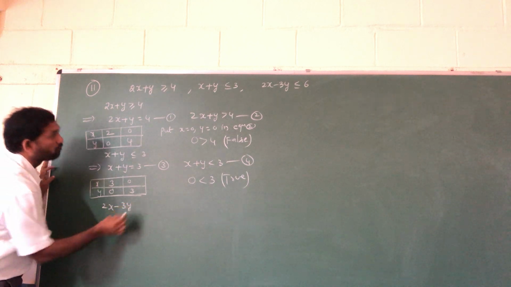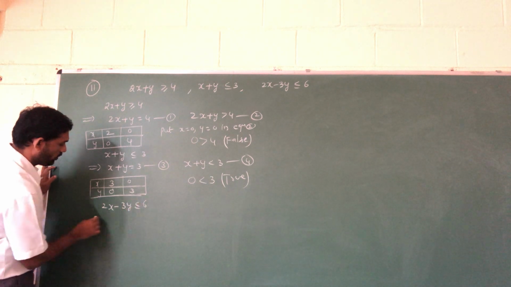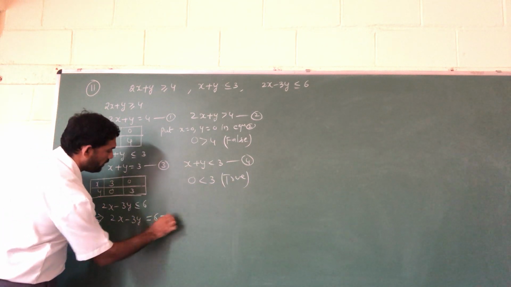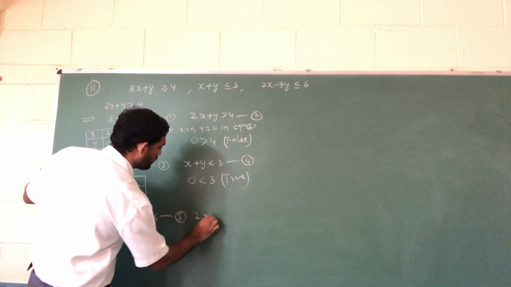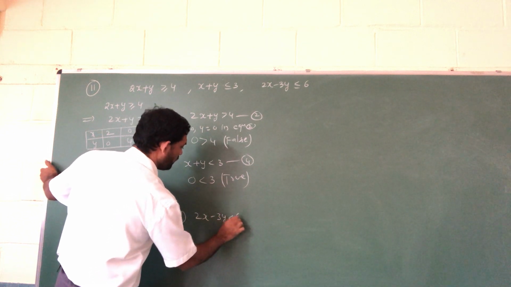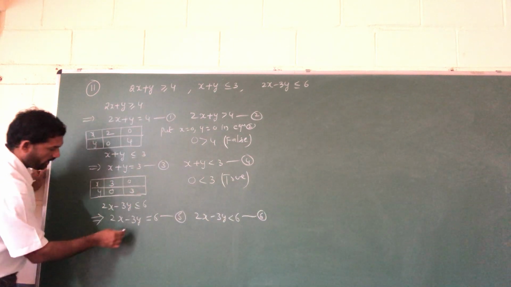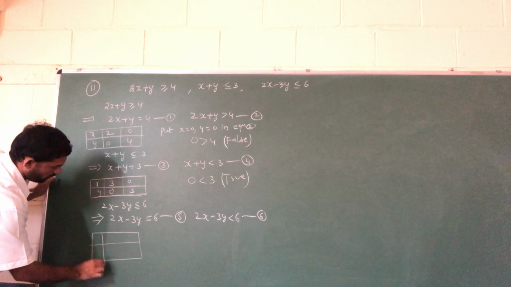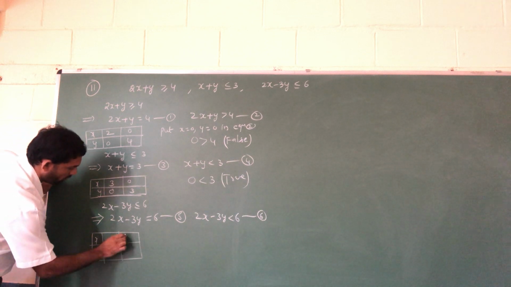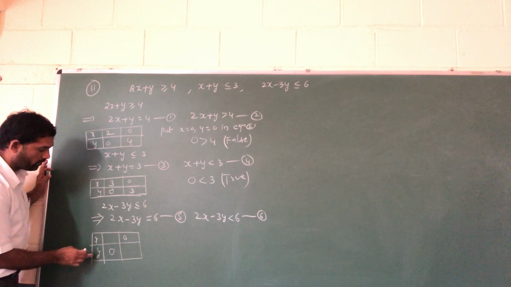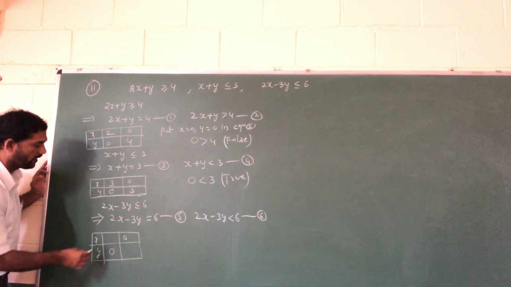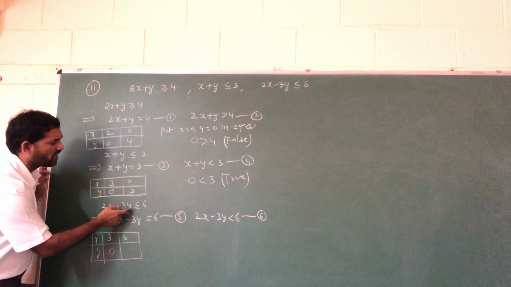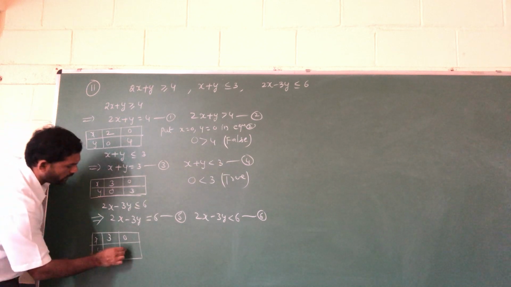Next one, 2x minus 3y less than or equal to 6. This one is included, so 2x minus 3y is equal to 6, equation number 5. So 2x minus 3y less than 6 is equation number 6. Now take the table, x, y. y is equal to 0, x equal to 0. Substituting y equal to 0, 2x is equal to 6, x equal to 3. Next, x equal to 0, what happens? Minus 3y is equal to 6, so y is equal to minus 2.